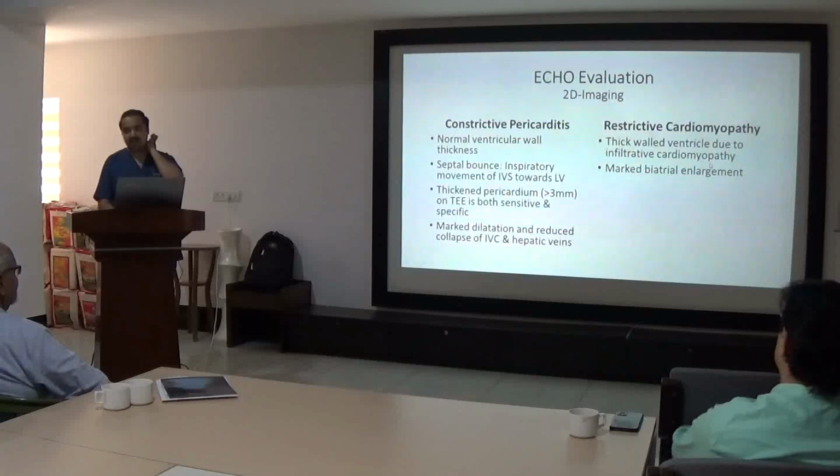Whereas in restrictive cardiomyopathy, the myocardial wall will be thickened because of infiltration or because of some other etiologies. And there is marked biatrial enlargement.